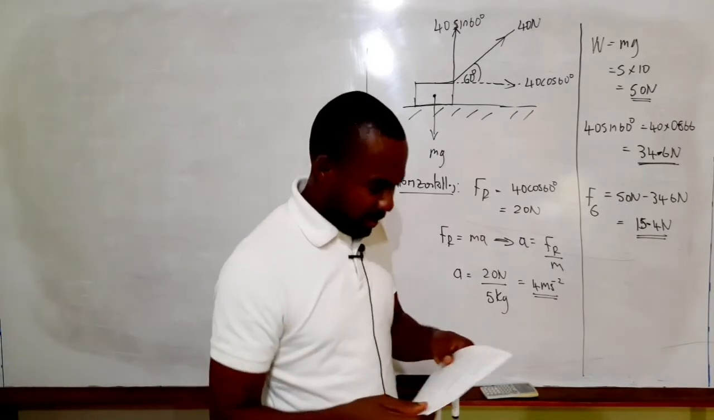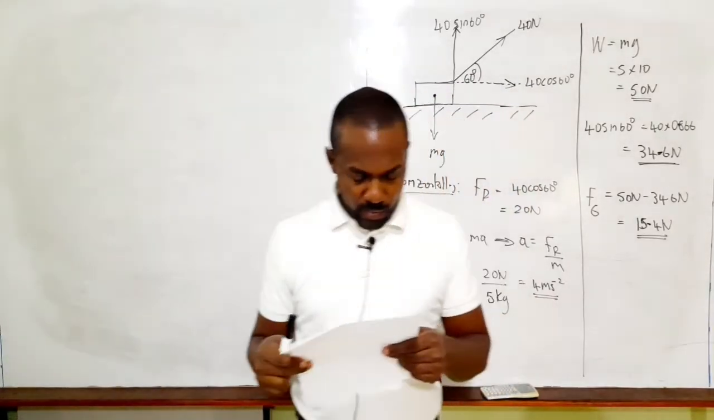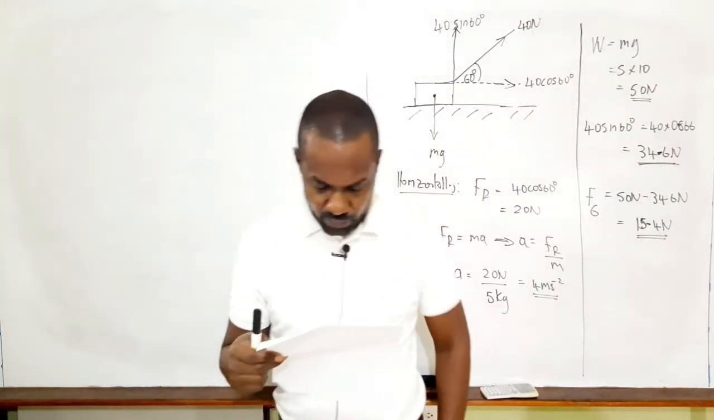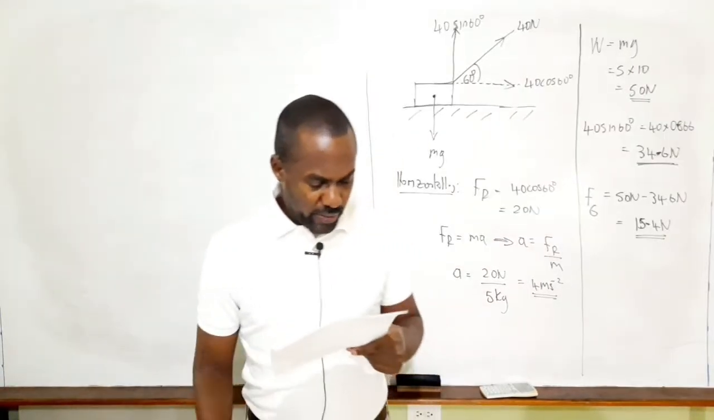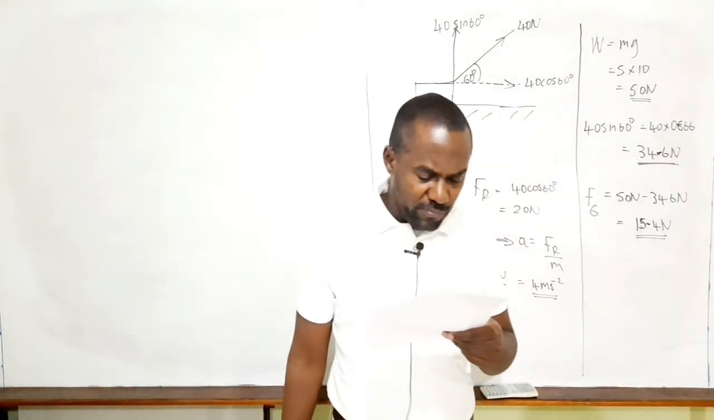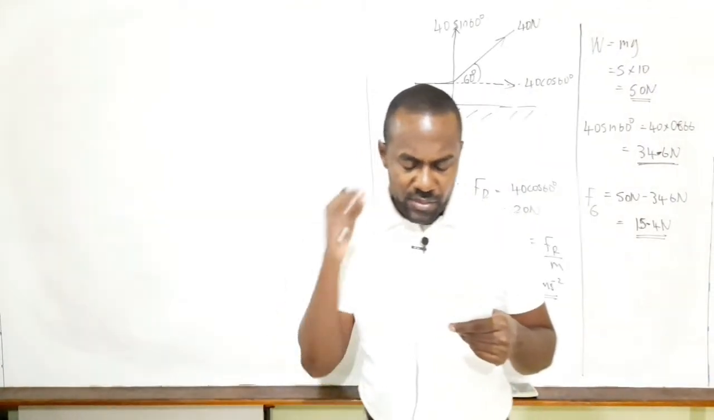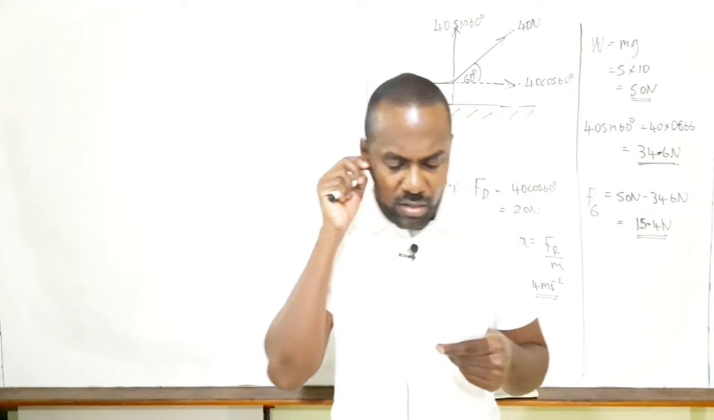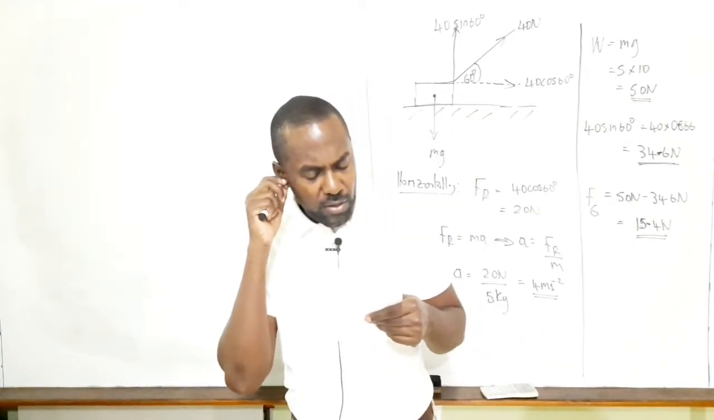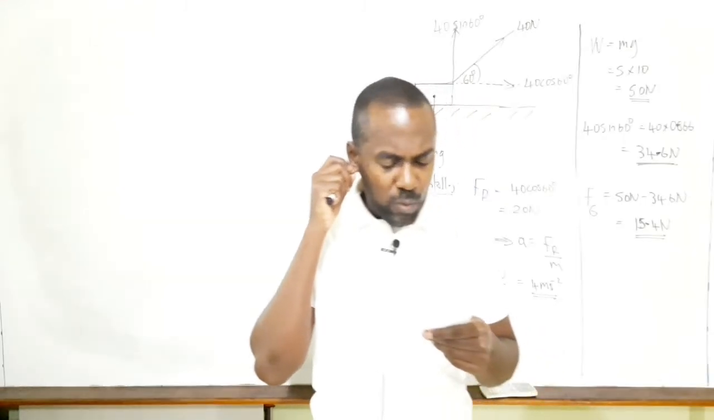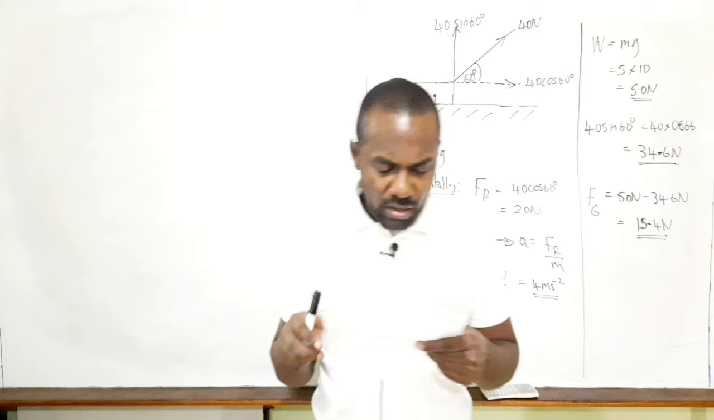Right, so let's look at question 5. Question 5 says a railway truck of mass 6 tons moves with an acceleration of 0.05 meters per second squared down a track which is inclined to the horizontal at an angle alpha, where sine alpha equals 1 over 120. Find the resistance of the motion, assuming it is constant.